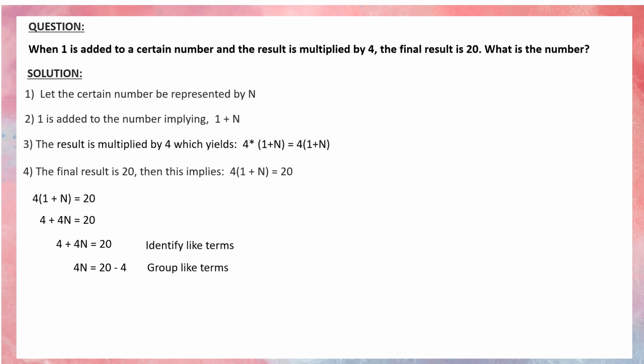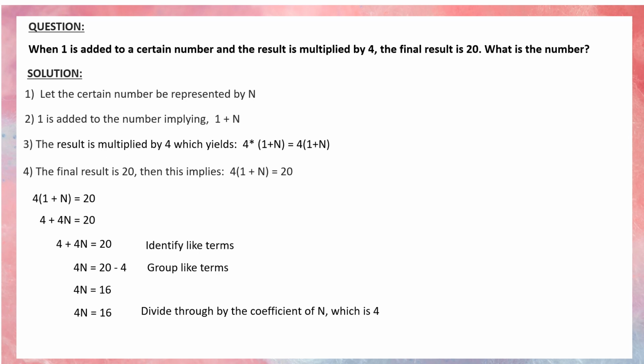So when we do this, what we have done is to group the like terms. So we simplify this and it now becomes 4n is equal to 16, because on the right-hand side 20 minus 4 is 16. So we have 4n is equal to 16. What's the coefficient of n? That is what is multiplying n. And in this case, we know that 4 is multiplying n.